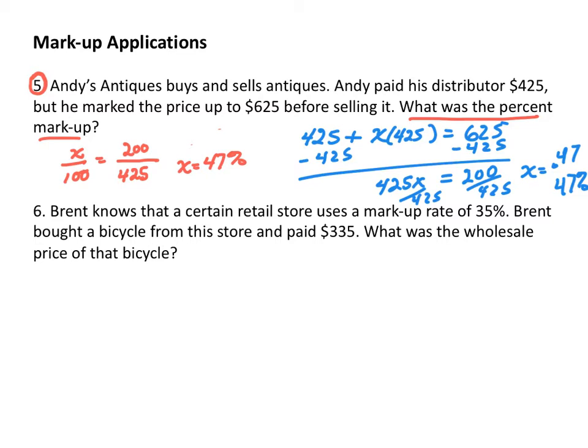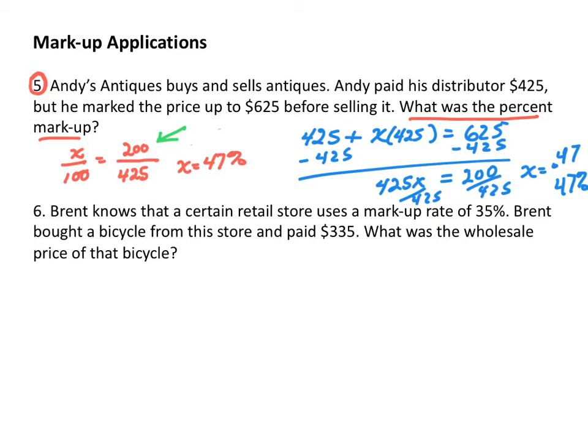Did you use a proportion or an equation? If you used a proportion, did you put 200 over 425? Because that's the amount that you marked it up by. Okay, 47%. All right, let's try number 6. You can do the same thing, but I'm going to keep the video going though.